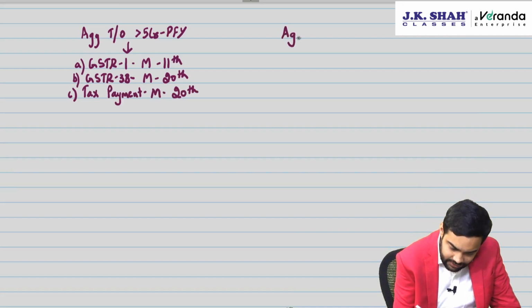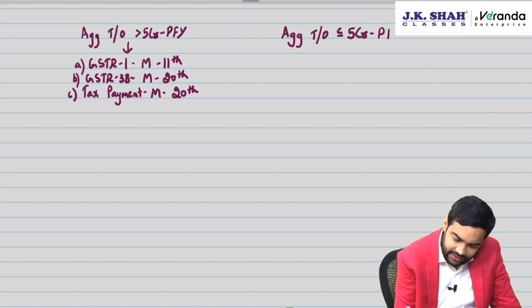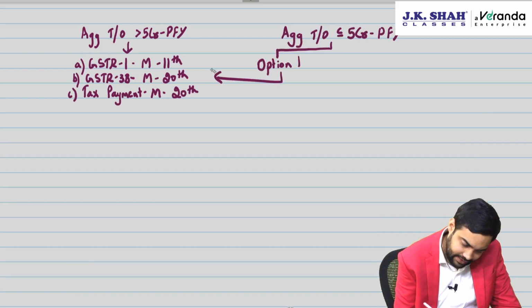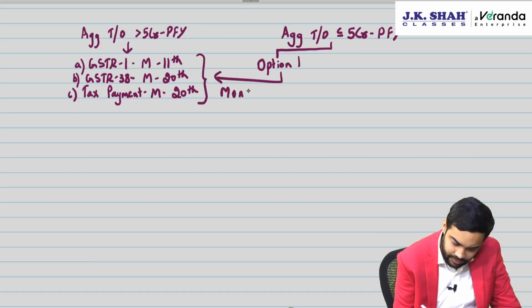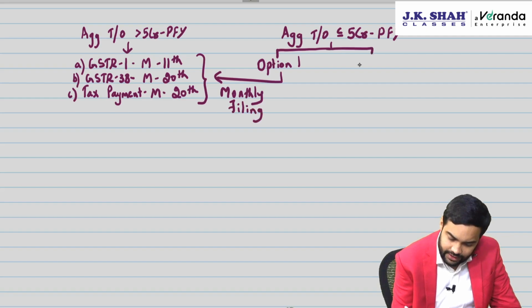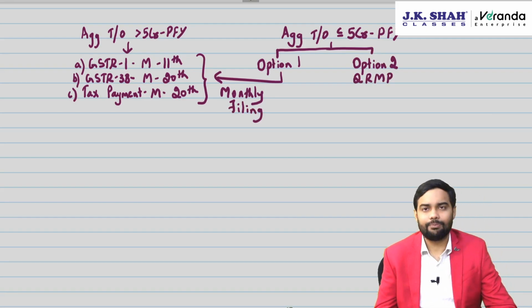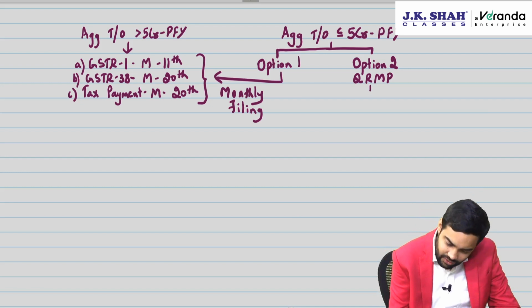But for a person whose aggregate turnover in the preceding financial year does not exceed 5 crores, he has two options. Option 1 is to follow monthly filing, and option 2 is to go for a scheme called QRMP. As the name suggests, QRMP: quarterly return, monthly payment. Now you'll file the returns quarterly but pay the taxes monthly.